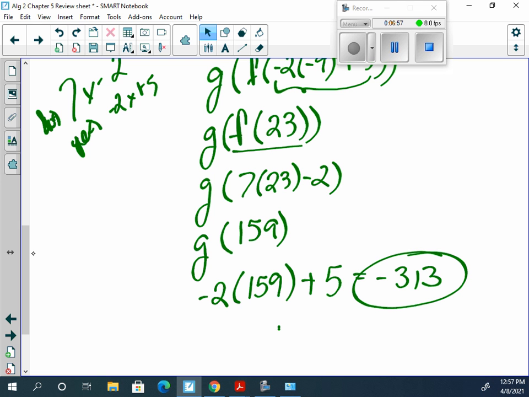So the real main key thing for this here is just taking it one step at a time. We're going from the inside out. So we start out at the innermost function and slowly work our way out.